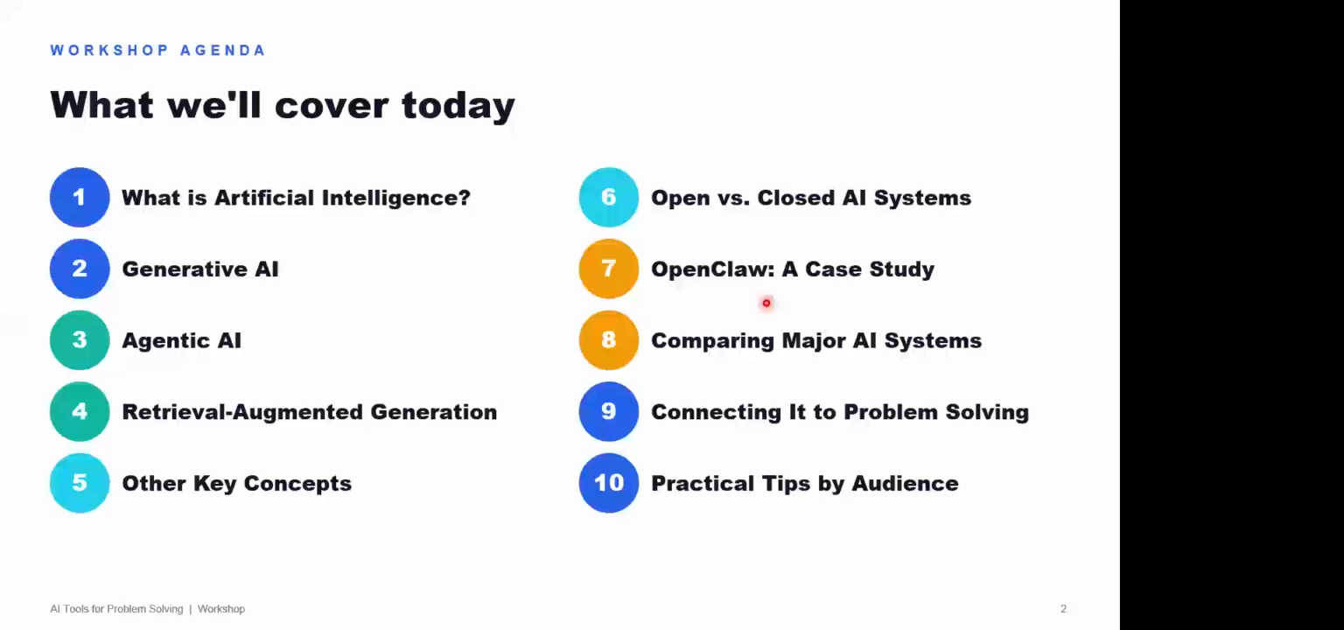This is what we will cover in the first hour, where we're going to introduce what AI is and some of the terms like generative AI, agentic AI, then RAG, and some other important concepts. Then we will also have some case studies, like what OpenClaw is about, and some connections to problem solving.